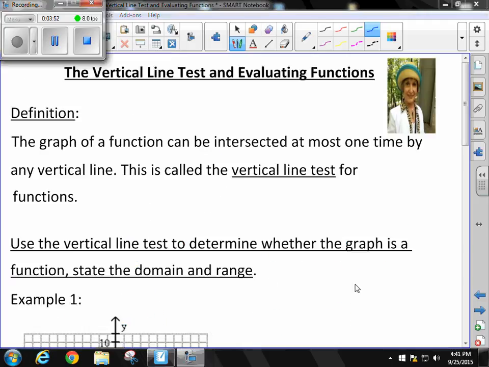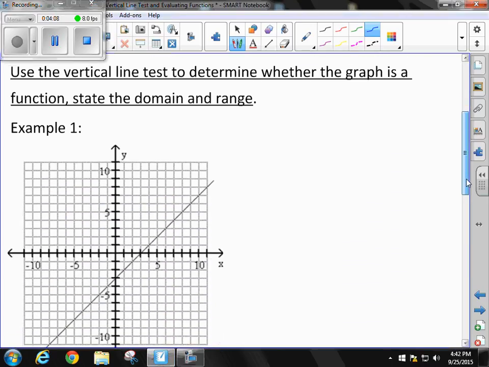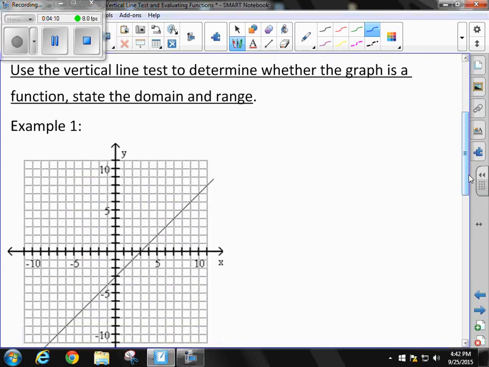The vertical line test and evaluating functions. The graph of a function can be intersected at most one time by any vertical line. This is called the vertical line test for functions. Use the vertical line test to determine whether the graph is a function and then state the domain and the range. So we want to use our vertical line test.